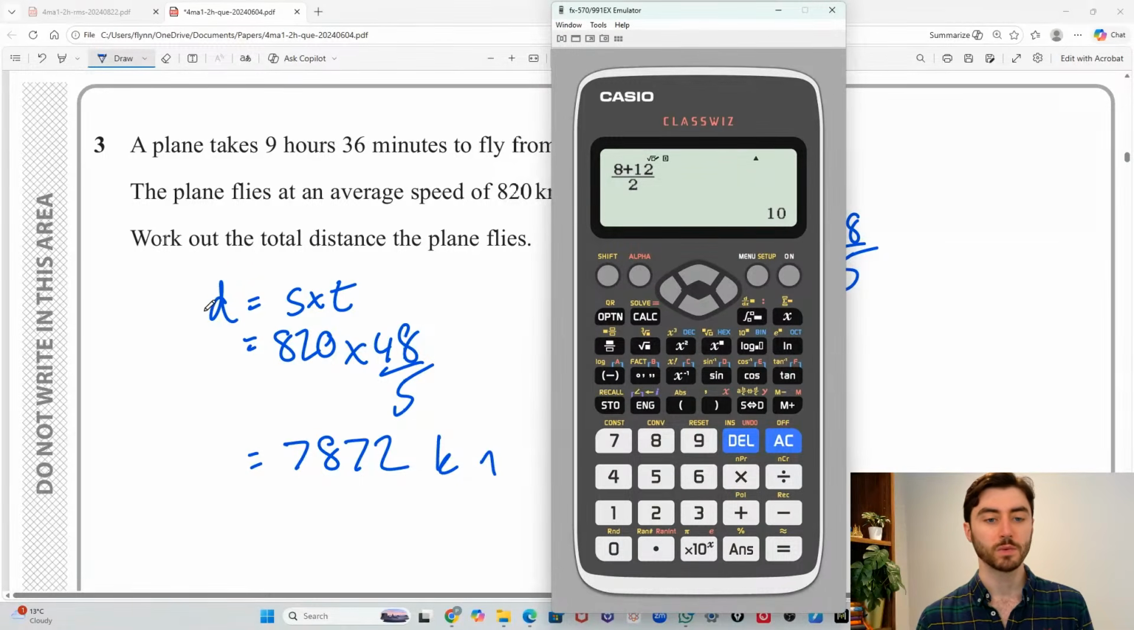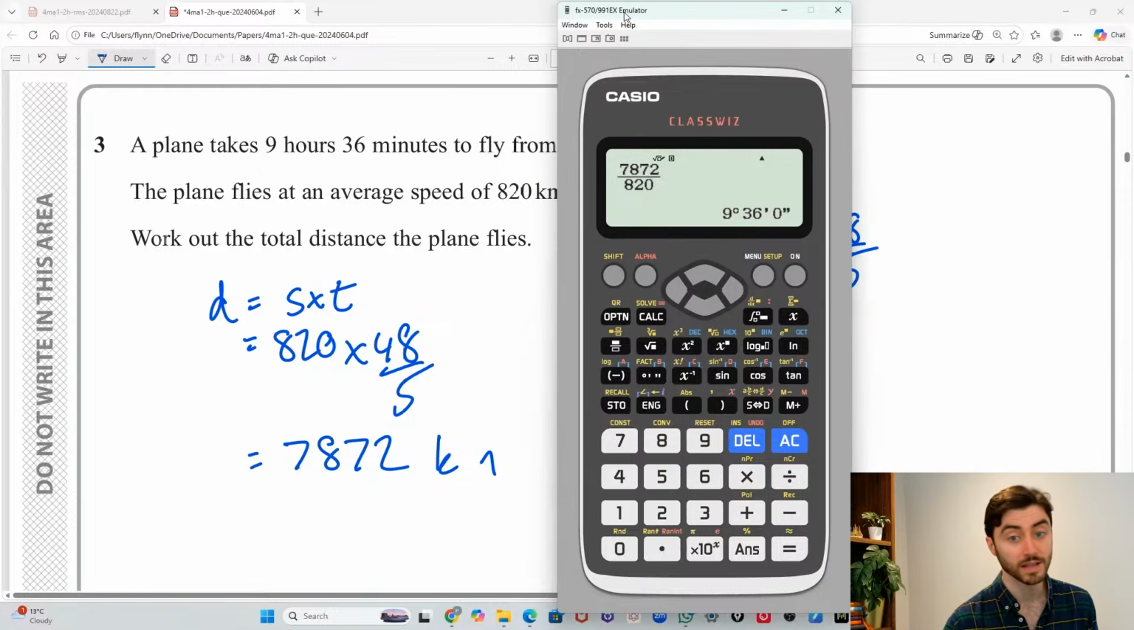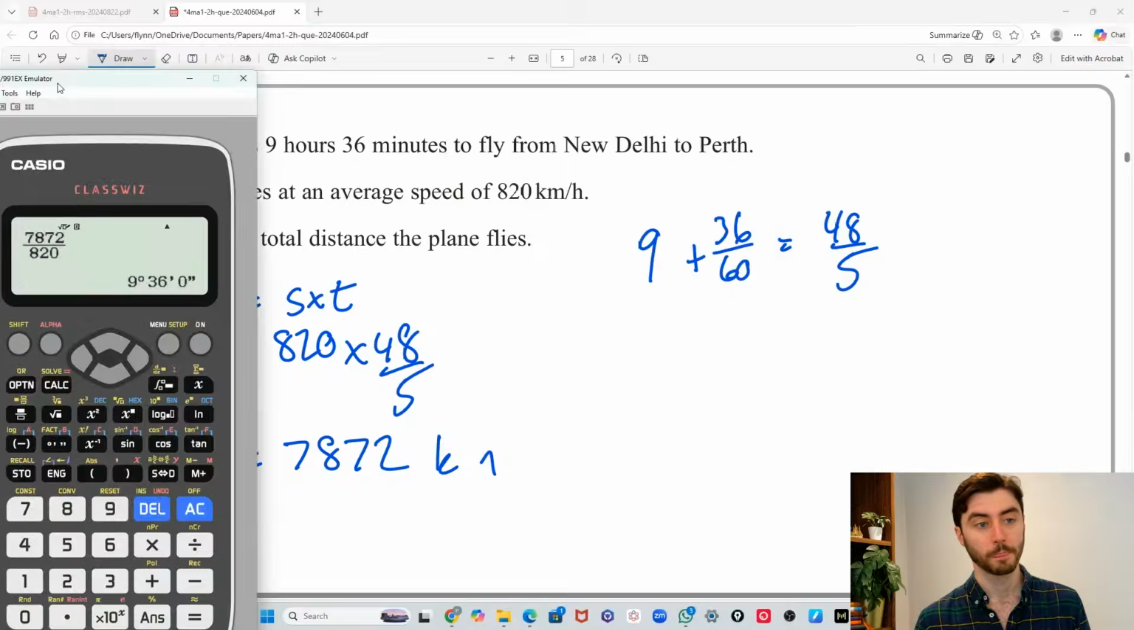So time equals distance over speed. So let me do the distance I got divided by the speed, and that gets me my time in hours. Now you see this button here is very helpful when dealing with time, because it converts your decimals into hours and minutes. So that is 9 hours and 36 minutes, which is the correct time. So I know this is correct. Very handy button, that.